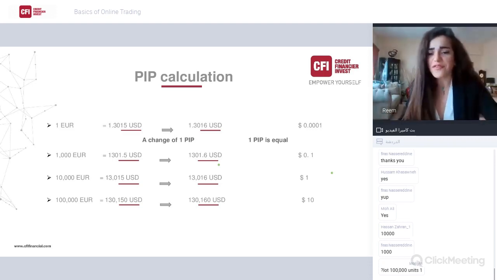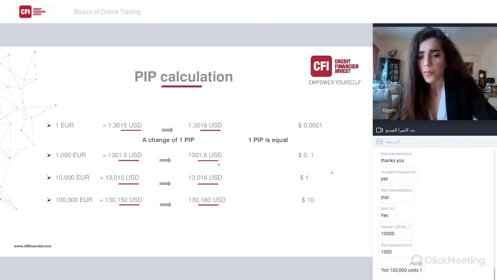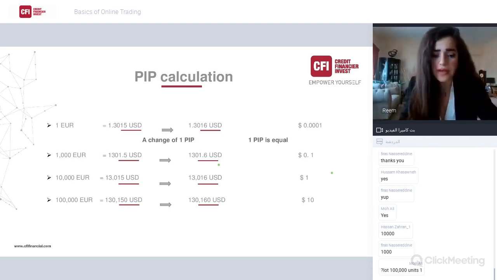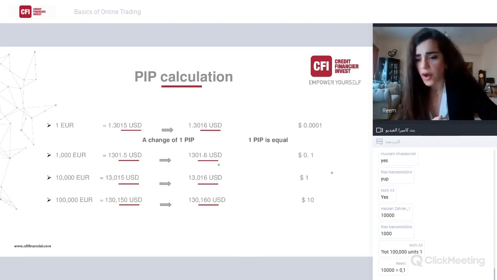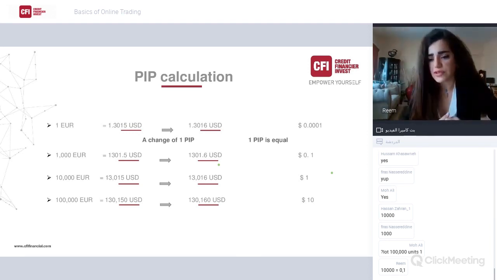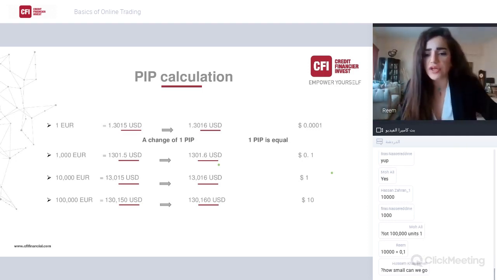Perfect. You guys, you don't even need the platform. Thank you. Yes, Muhammad. One lot is 100,000 units. Exactly. So if I'm buying 0.1 lot, Muhammad, this is equal to 10,000 units. If I'm buying 0.01, this is equal to 1,000 units. Okay? Perfect. These are the three main contract sizes.